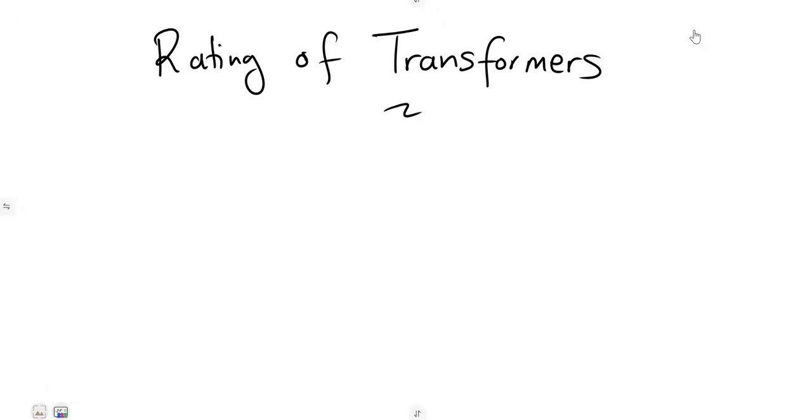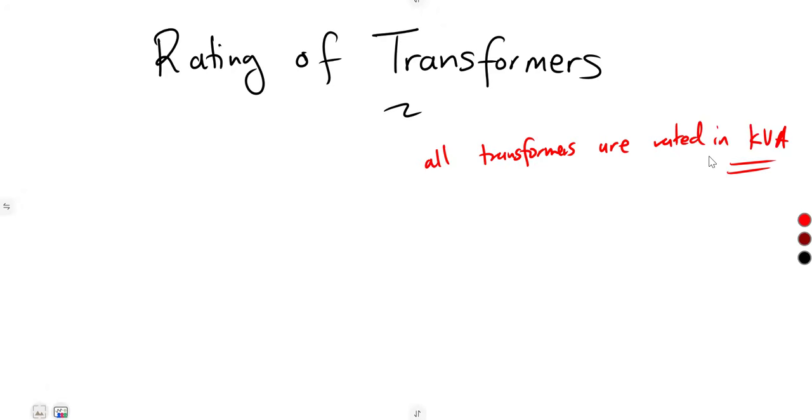Okay, in this case, we are going to continue with our transformers, but this time focusing on the rating of transformers. Basically, you're going to see that all transformers are rated in kVA. All transformers are rated in what? Rated in kVA, kilovolt amperes. So you work with volt amperes. That is the basic part that you're going to be given.